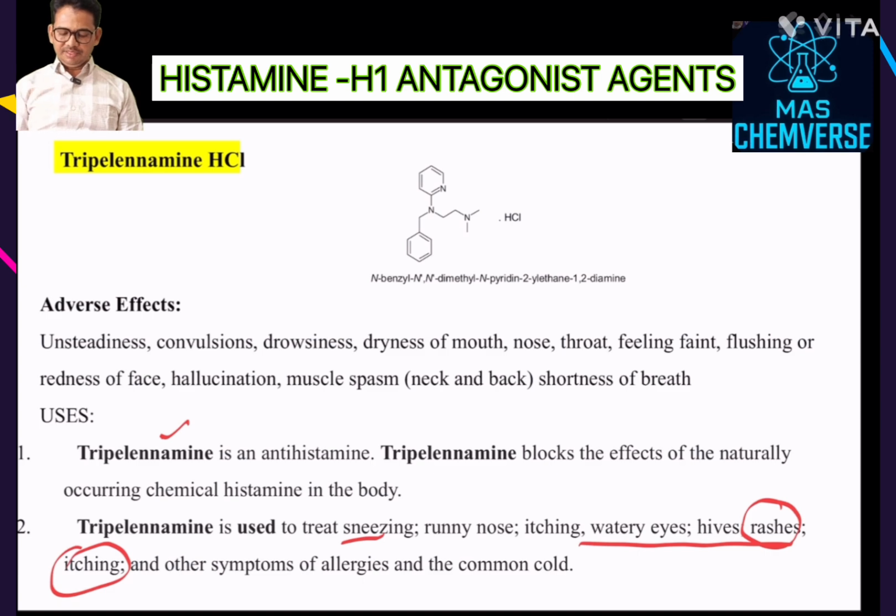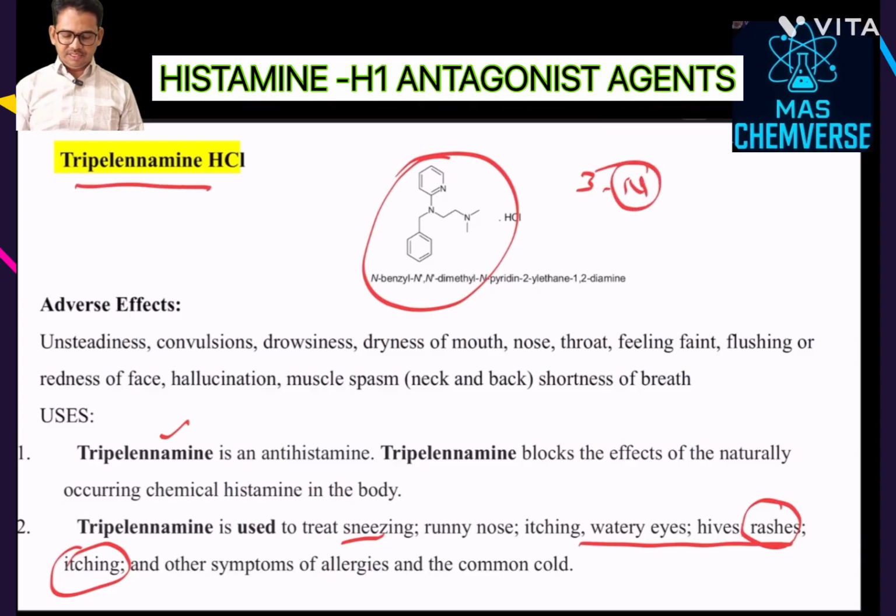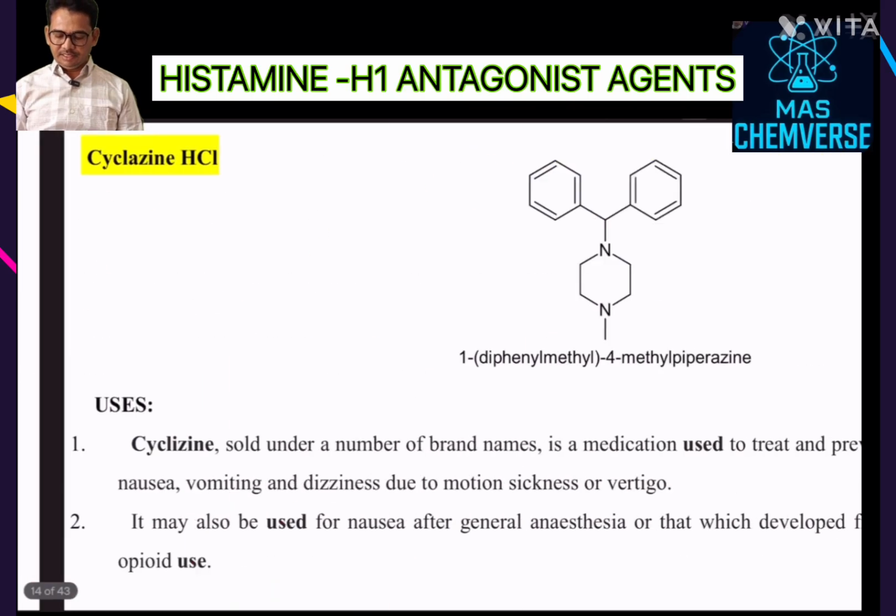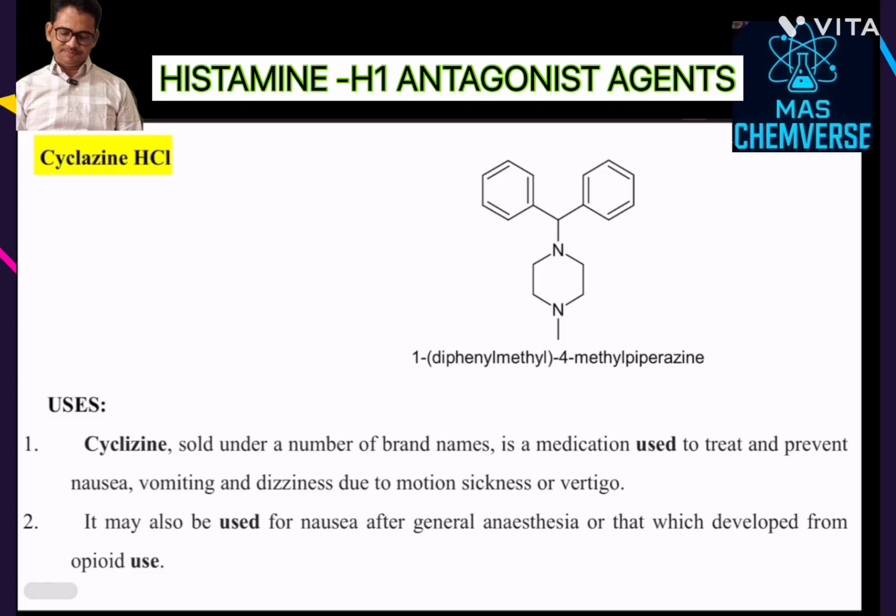But if you want to remember the structure of this one, it is very easy to remember. It has 3 nitrogens, 3 amines. That's why it is called triphenylamine. The mechanism will be the same. It is going to block particularly the H1 receptors. Then whatever the allergens are there, they are not going to be produced in our body.